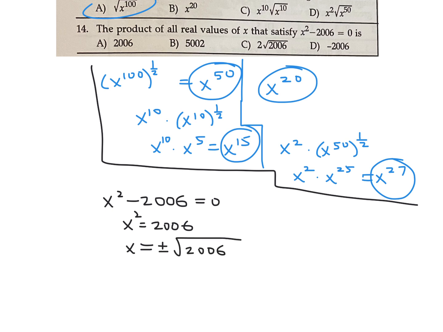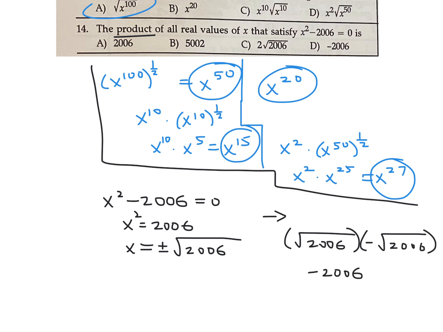So they want the product, right? So the product would be the square root of 2006 times the negative square root of 2006. So that looks to me like minus 2006. And therefore number 14 is D.